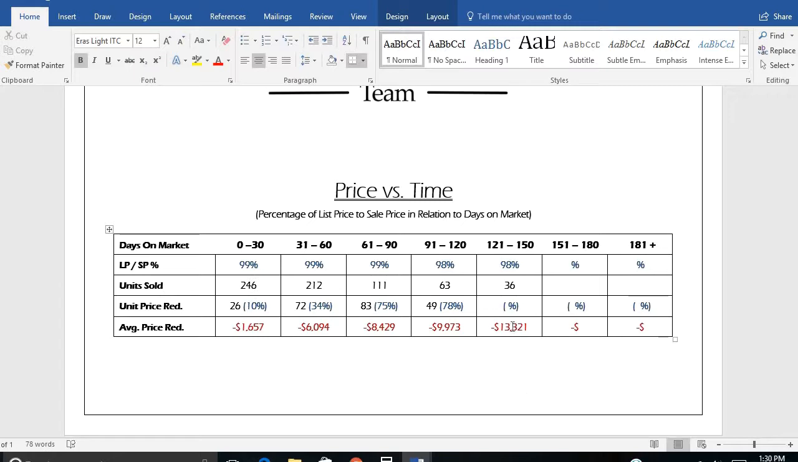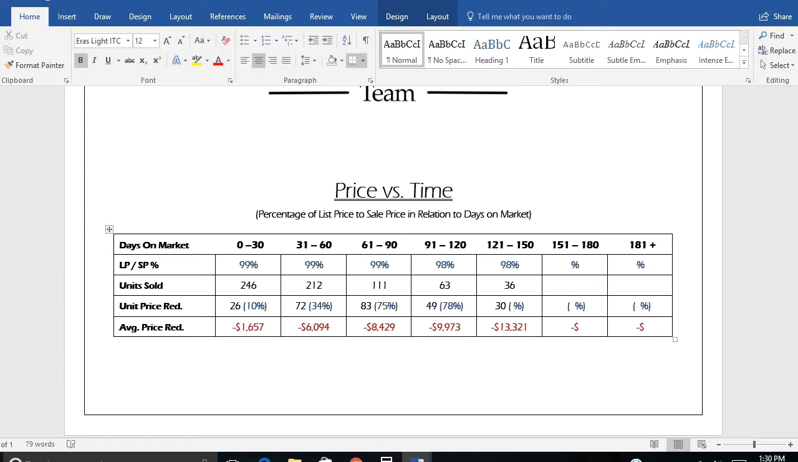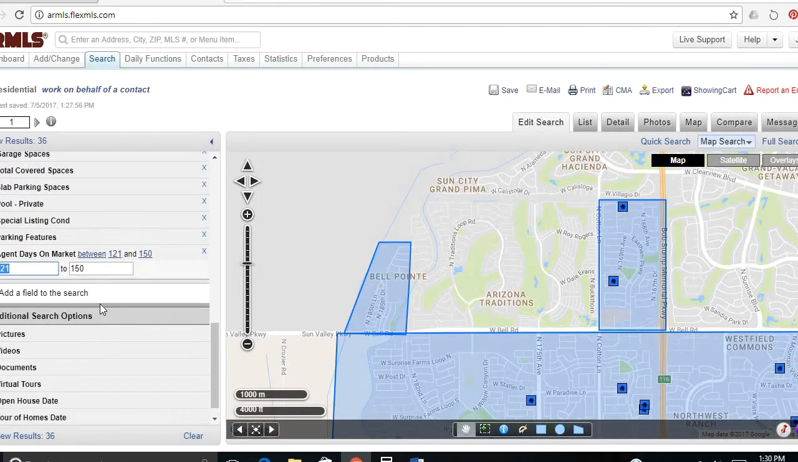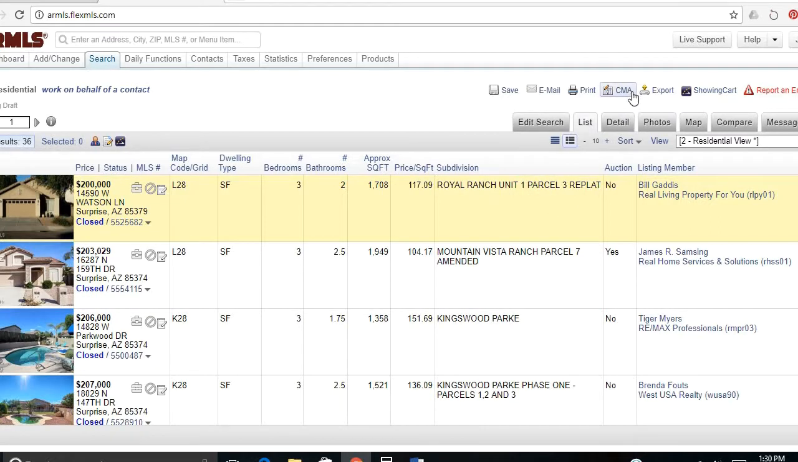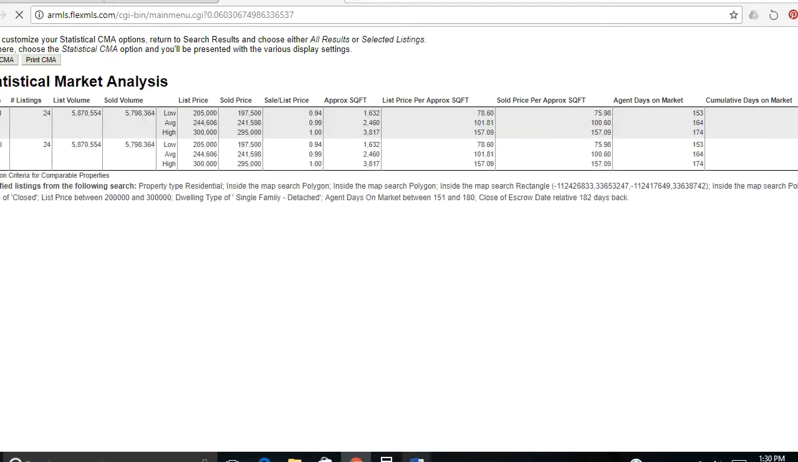Okay. 30 had a price reduction. Is that right? So 30 divided by 36, 83.3, so 83%. Okay, next bracket. 151 to 180, 24. 99%. Wow.